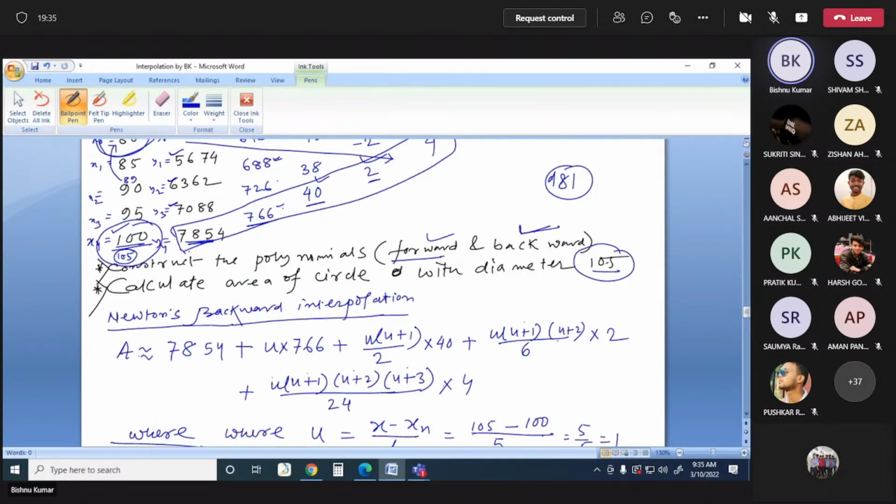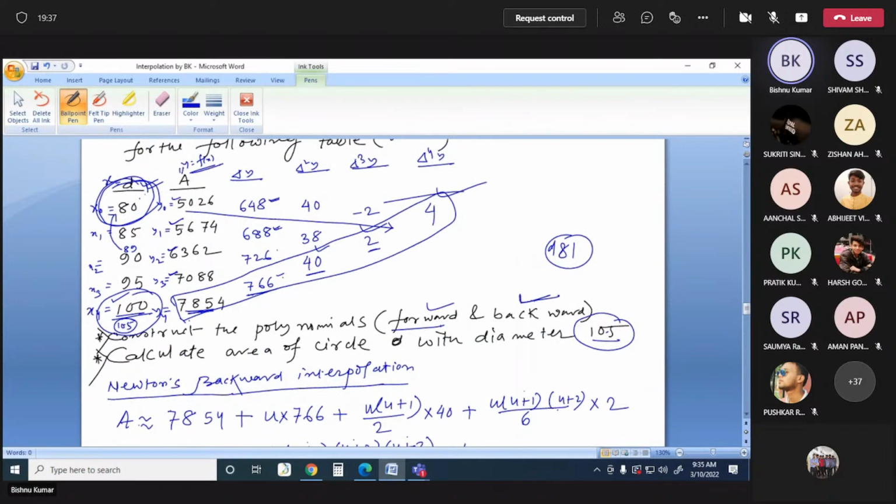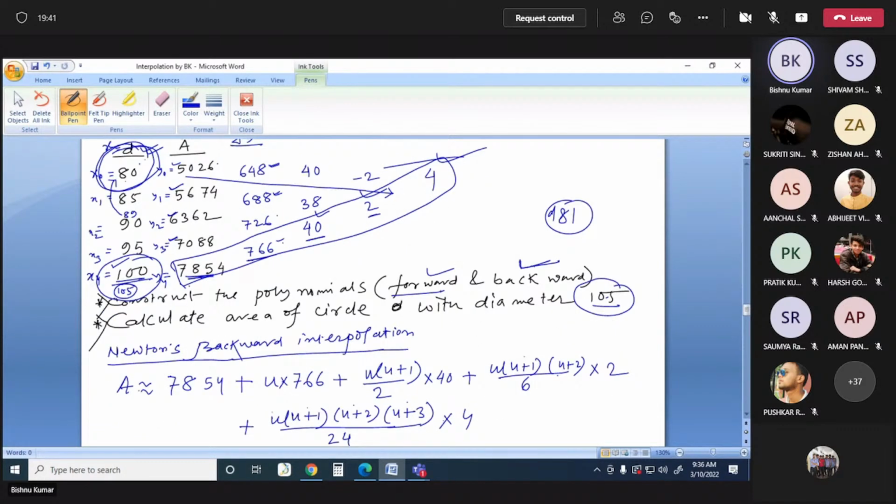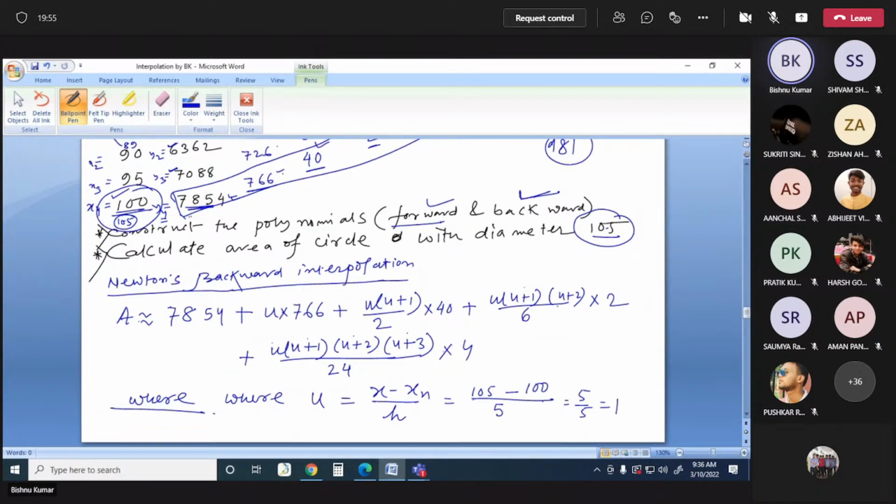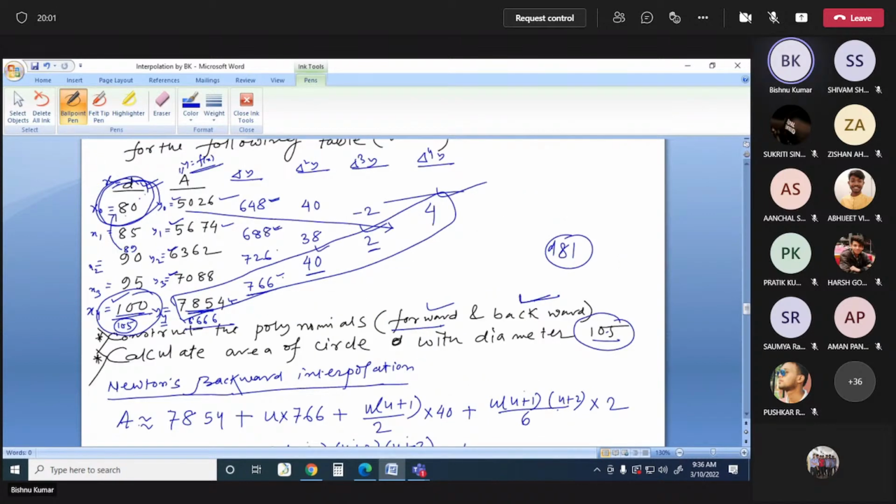At 100 it was step by step, actually on the basis of diameter increase means area increase. At 80 diameter it looks like this, at 85 diameter it looks like this, at 100 it looks like this. 7854. So at 105 approximately, on the basis of this formula, it will be 866. Okay.